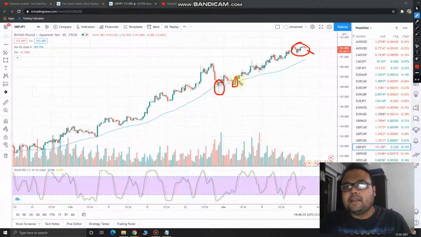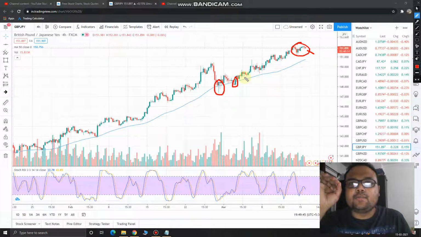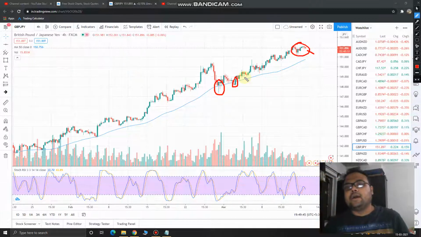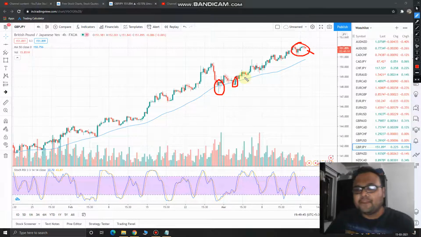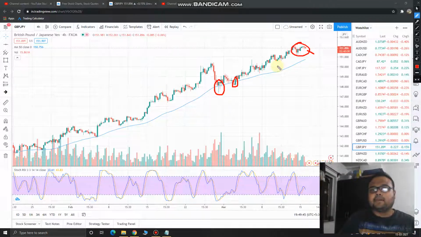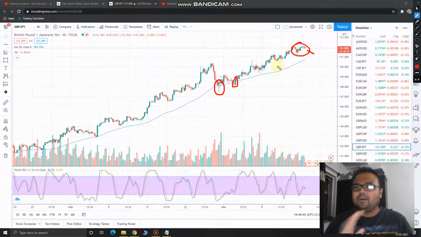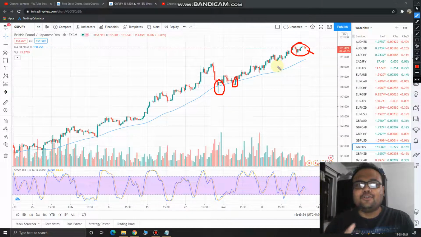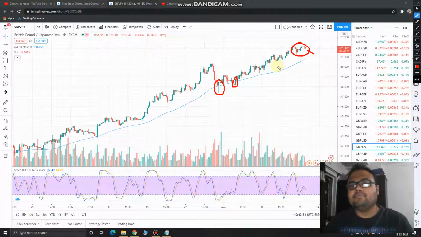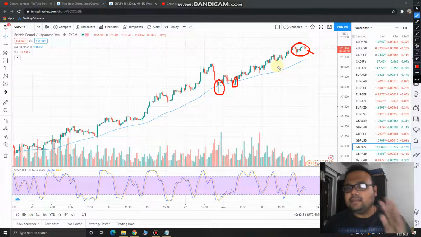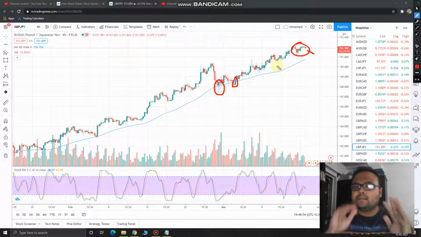And when you get a confirmation that yes, the 50 moving average is still a valid support for the market, then you can easily go ahead and buy. So this is the only strategy that you need to follow for GBP JPY. Because it's a trending market, an easy market, so that's it.